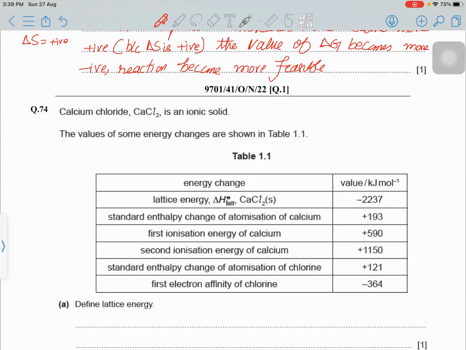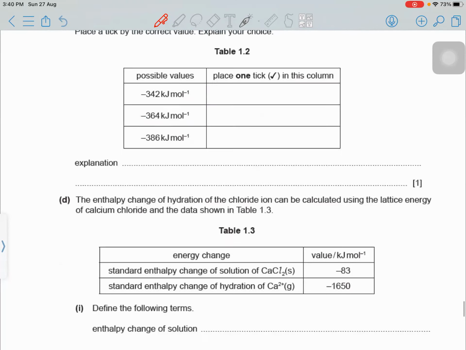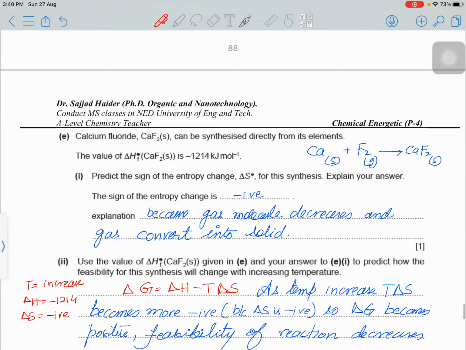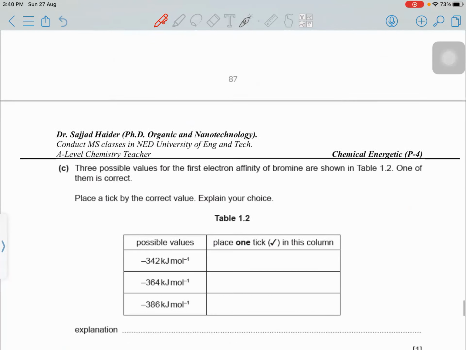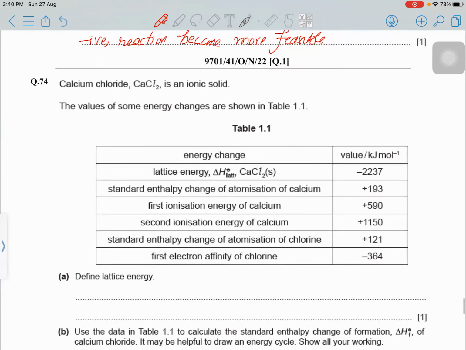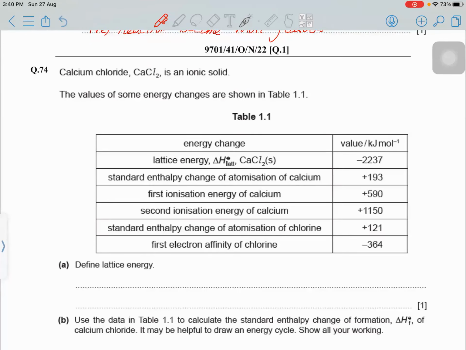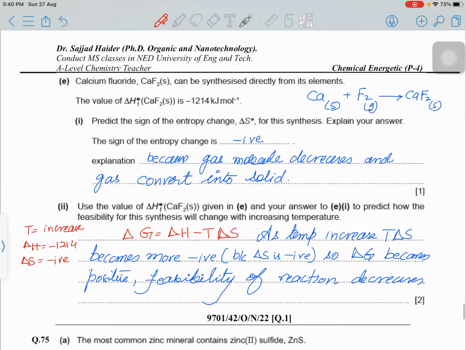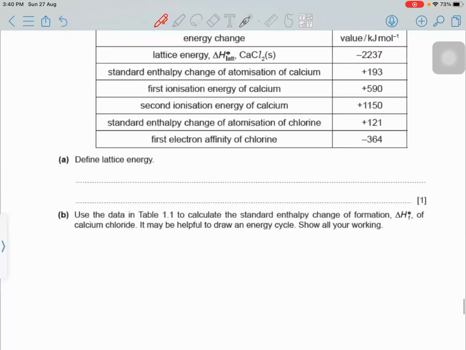Now this question, calcium chloride, 2022 October November, variant 42.